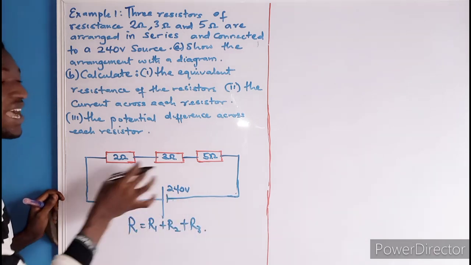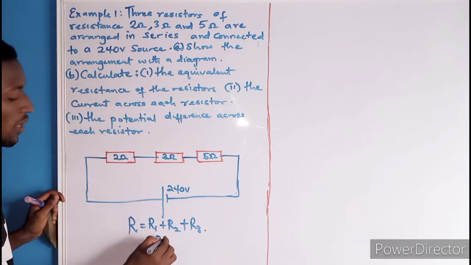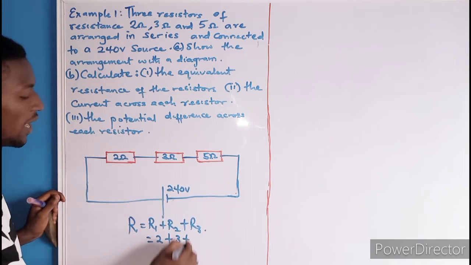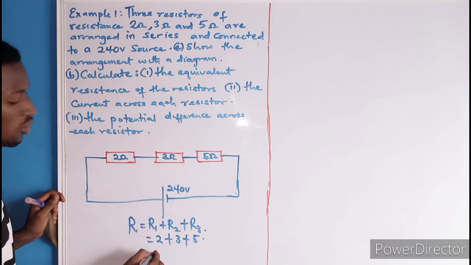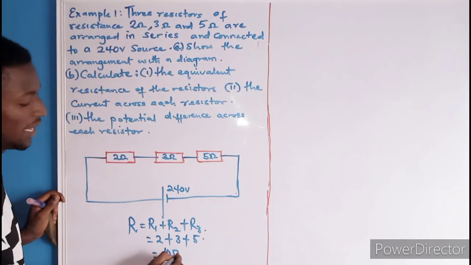I'll stop on R3 because I have three resistors basically. Here I have my R1 to be 2, my R2 to be 3, and my R3 to be 5. So 2 plus 3 plus 5 gives us 10. So we have it to be 10 ohms.